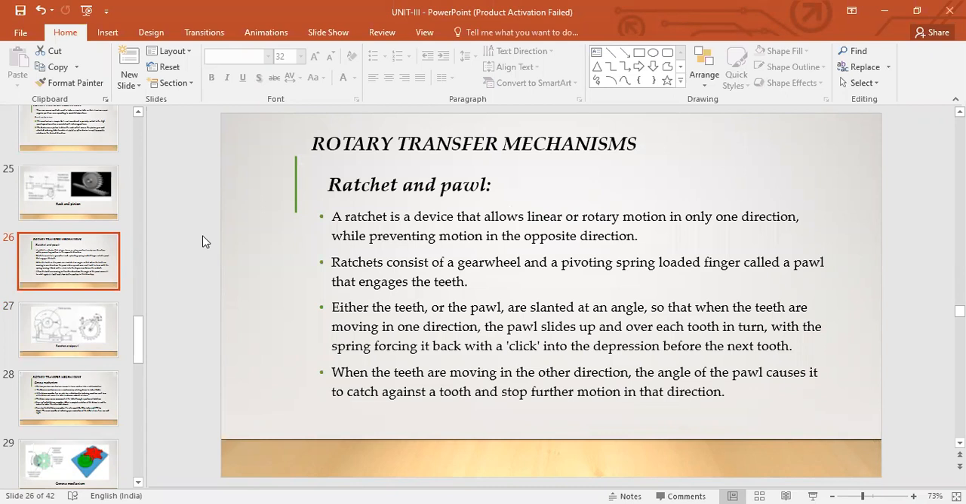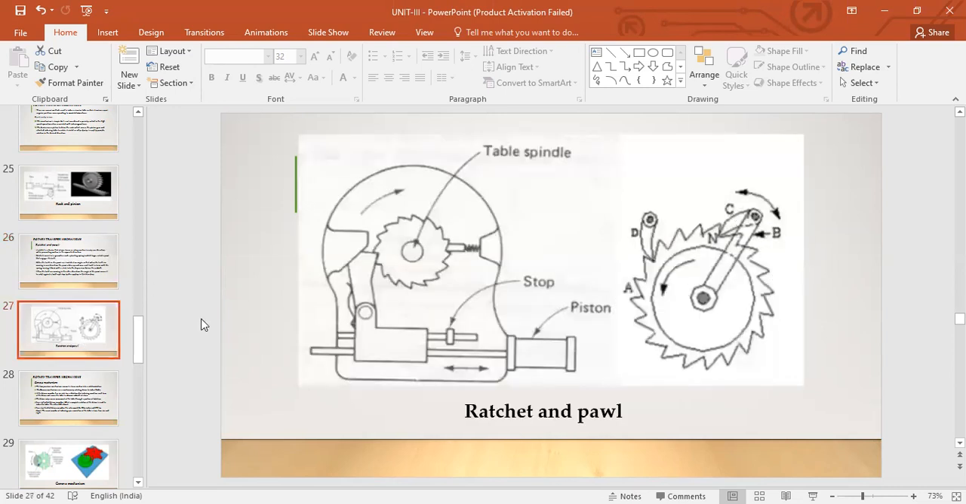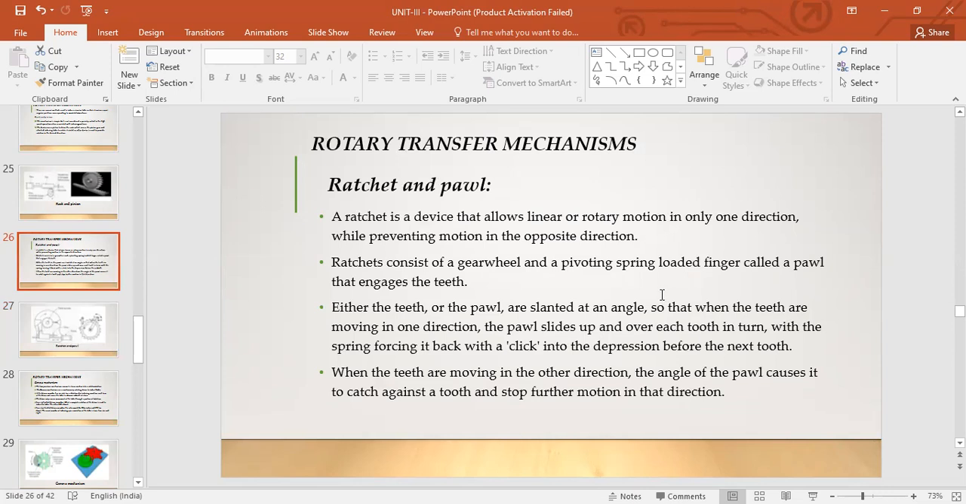A ratchet consists of a gear wheel and a pivoting spring-loaded finger called a pawl. So that's what is called a pawl, the technical name for it. That engages the teeth. Either the teeth or the pawl are slanted at an angle, so that when the teeth are moving in one direction, the pawl slides up and over each tooth in turn, with the spring forcing it back with a click into the depression before the next tooth.